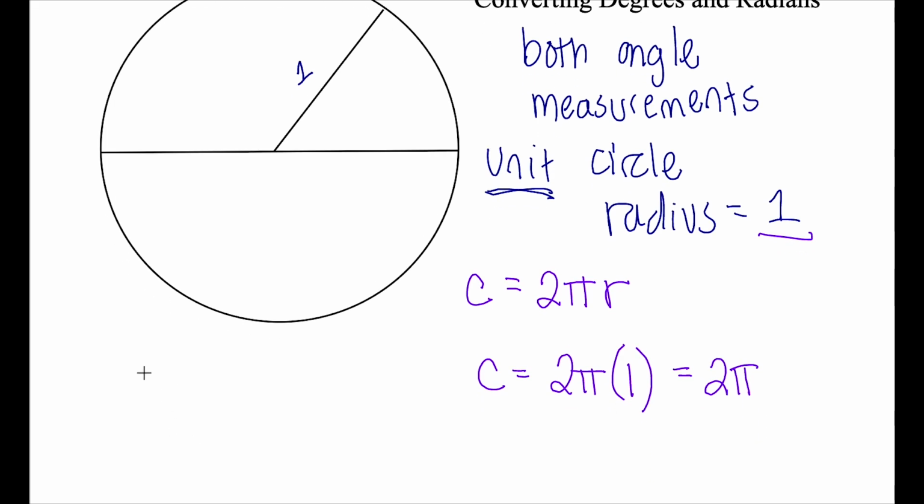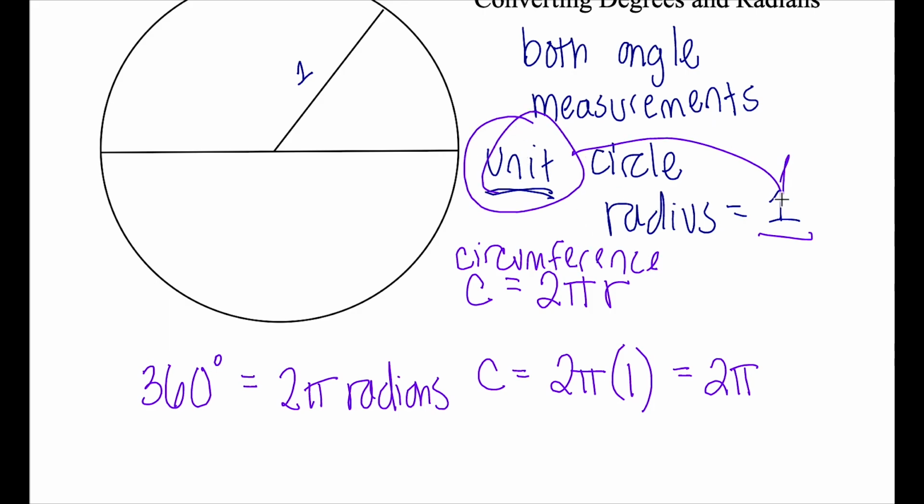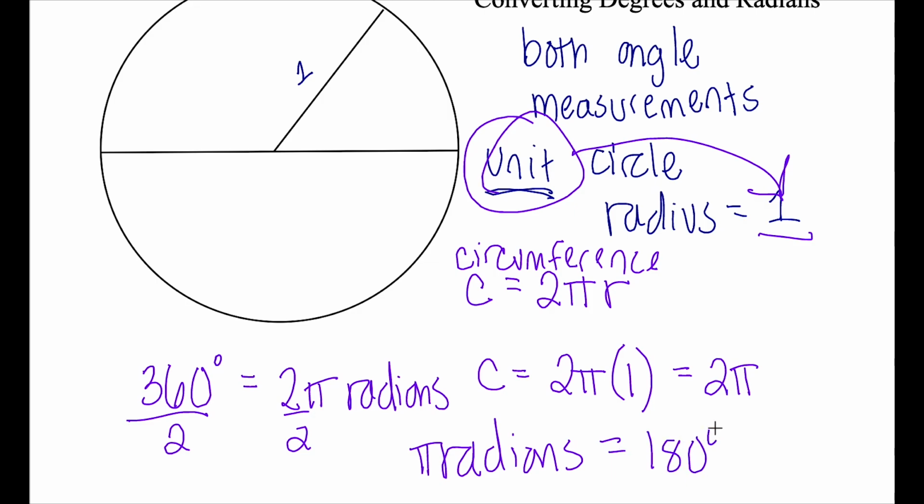So 360 degrees, which is all the way around a circle, is equivalent to 2 pi radians. So don't forget the unit means the 1. Now if we divide both sides by 2 to simplify, we get that pi radians equals 180 degrees. And from here we'll derive the formulas for conversion.